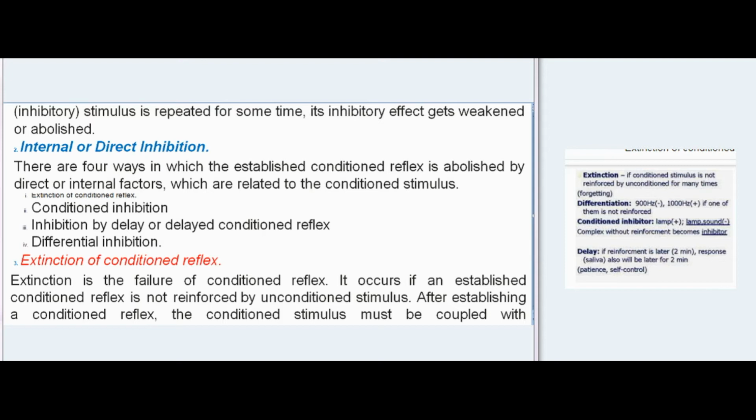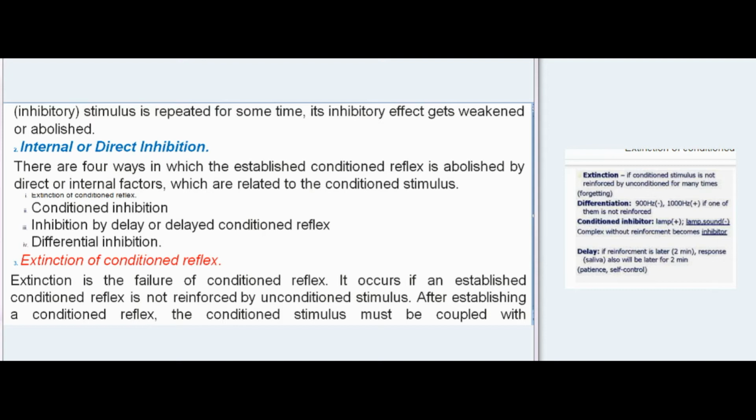Internal or direct inhibition. There are 4 ways in which the established conditioned reflex is abolished by direct or internal factors, which are related to the conditioned stimulus. Extinction of conditioned reflex, conditioned inhibition, inhibition by delay or delayed conditioned reflex, differential inhibition.